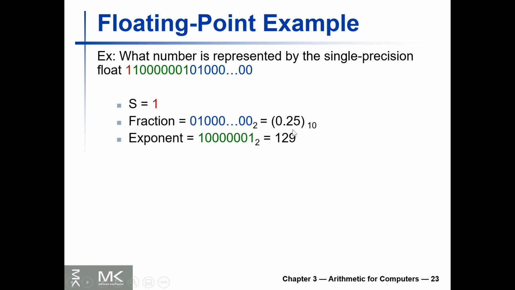For the exponent part, we are given 10000001, and we know that in 8-bit, if this is the highest one, which means 128, then which is the 1 here? The weight of this bit is 1. So 128 plus 1, that is, it is representing 129. 129.